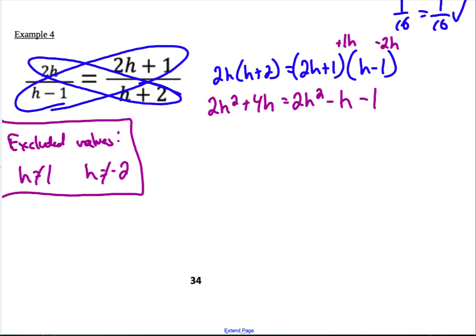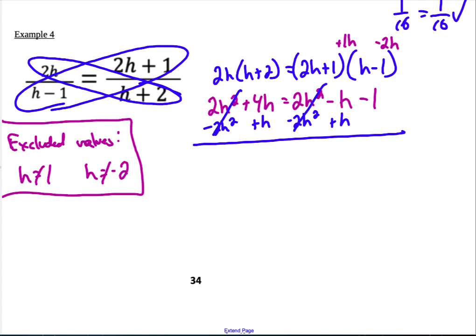Again, I've got squared terms, so I need to consolidate everything together. So I'm going to subtract 2h squared from both sides. I'm going to add the h to both sides. My squared terms are going to drop out, so I get 5h is equal to -1. And I get h is equal to -1/5.